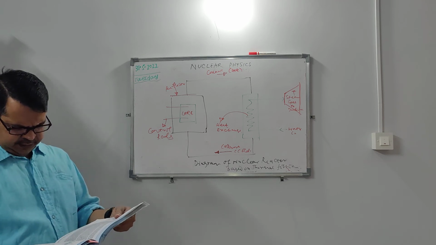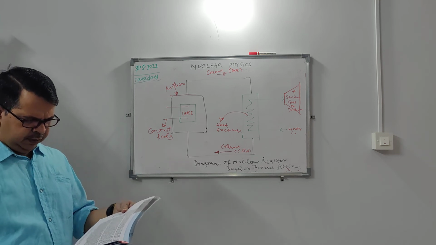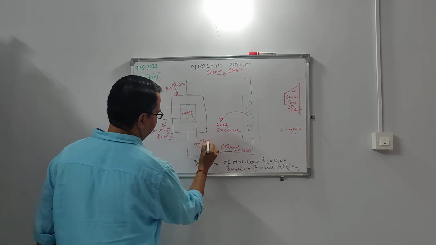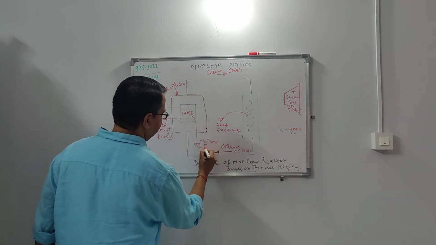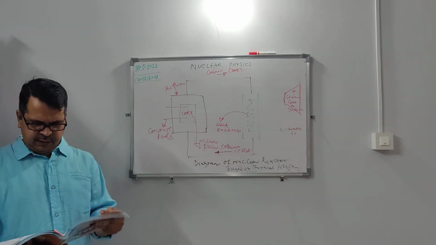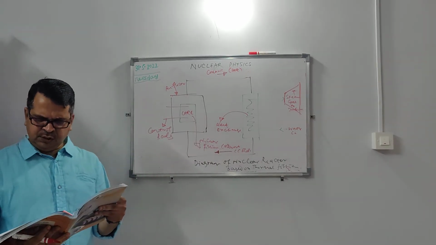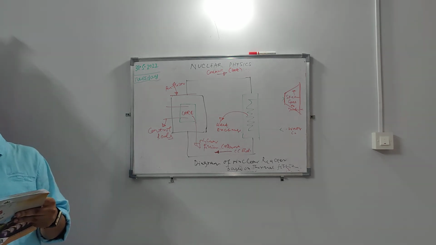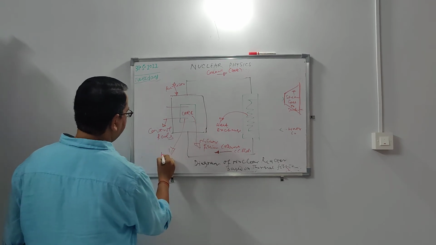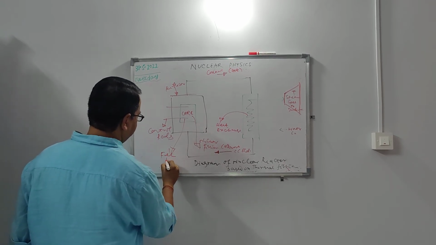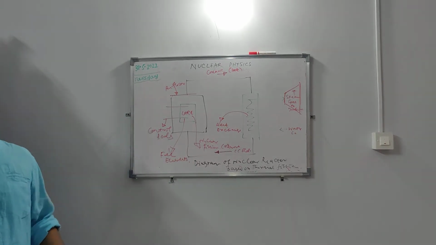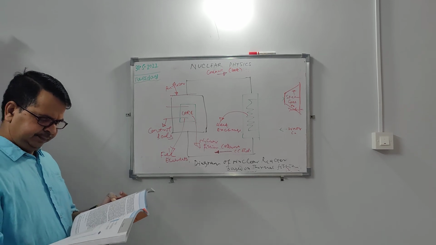The core of the reactor is the site of nuclear fission. Nuclear fission is happening inside this. It contains fuel elements in suitably fabricated form. What will be there inside this core? Some fuel elements, either uranium, fabricated into a suitable form.